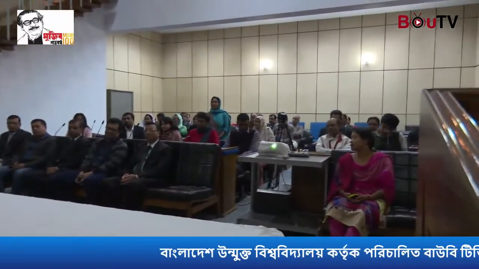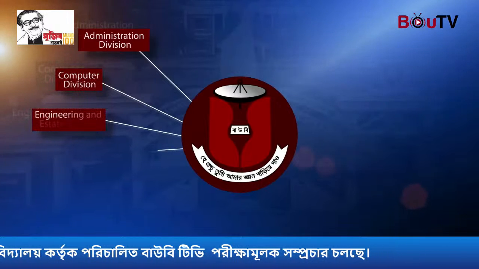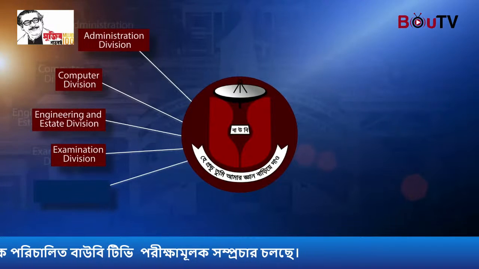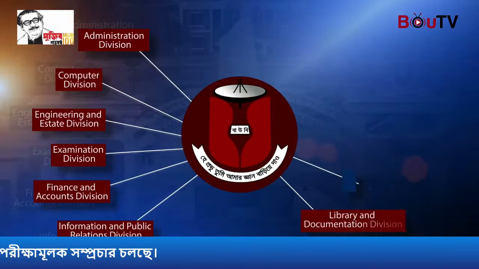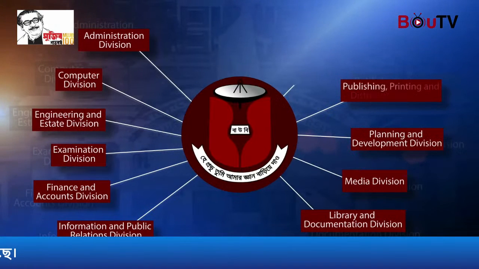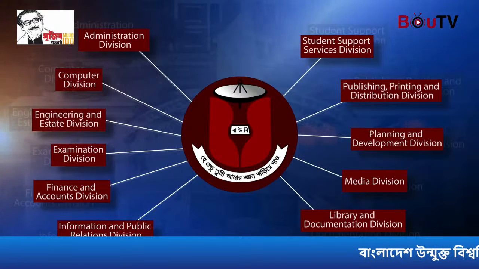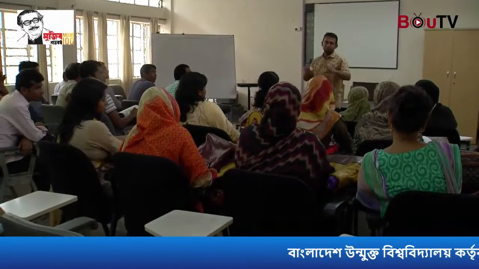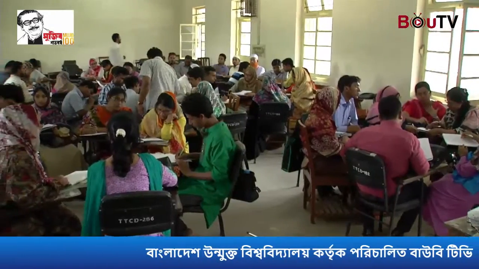For administrative and other official support, BOU has 11 different divisions. These are Administration Division, Computer Division, Engineering and Estate Division, Examination Division, Finance and Accounts Division, Information and Public Relations Division, Library and Documentation Division, Media Division, Planning and Development Division, Publishing, Printing and Distribution Division, and Student Support Services Division. BOU imparts education to all its learners through print and electronic media and also through tutorial classes.